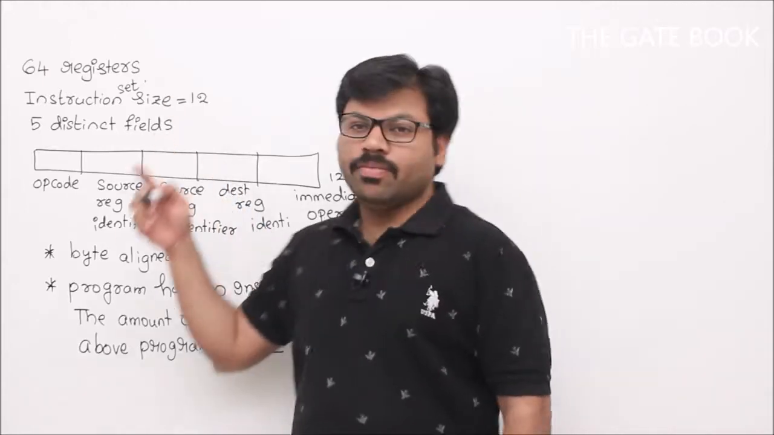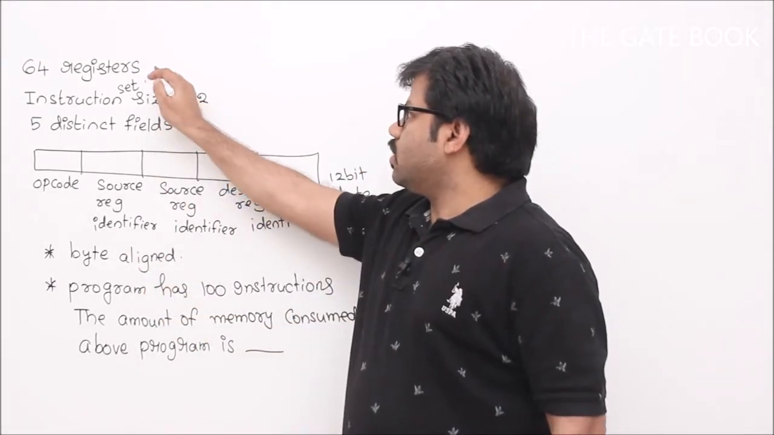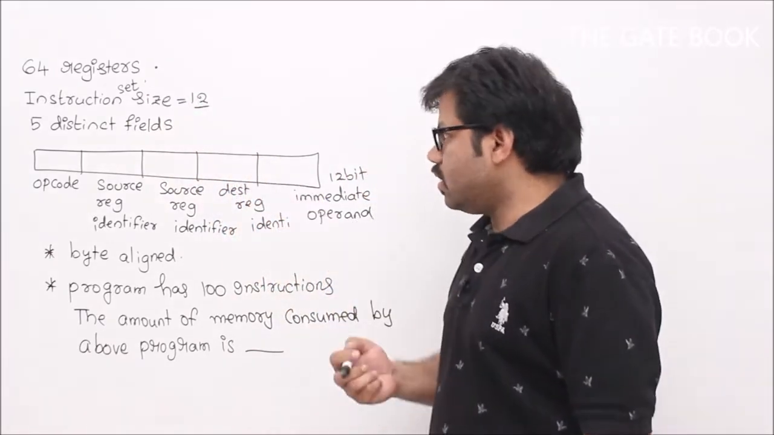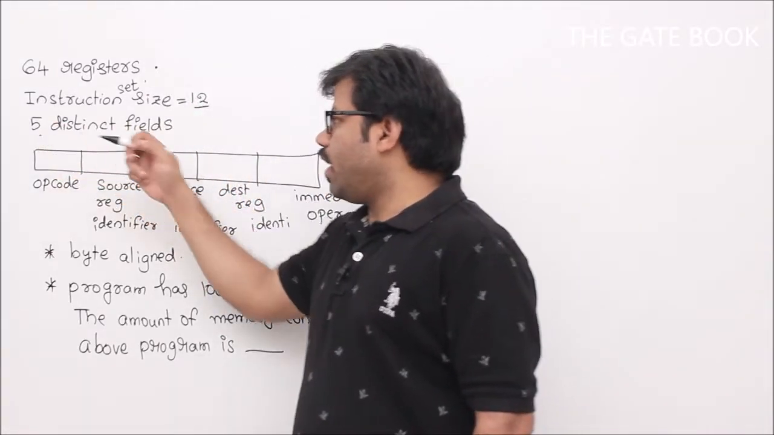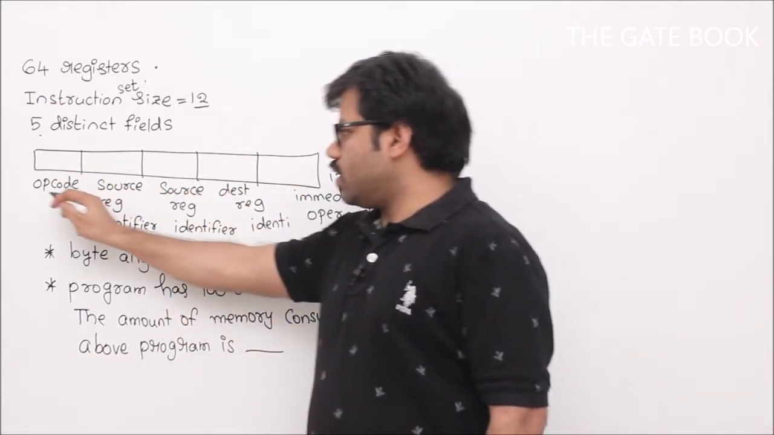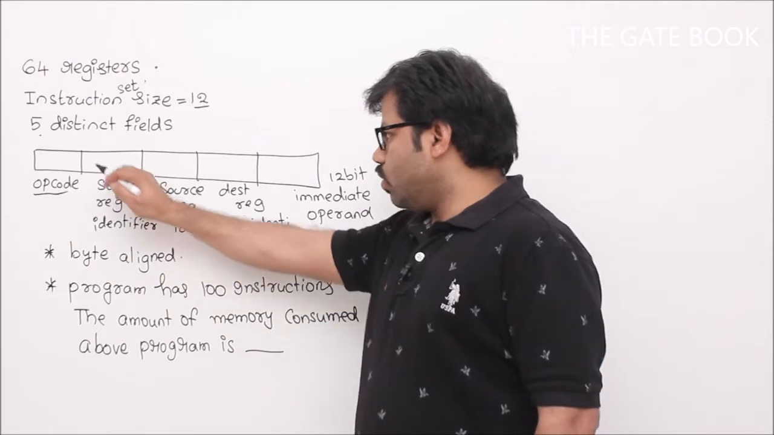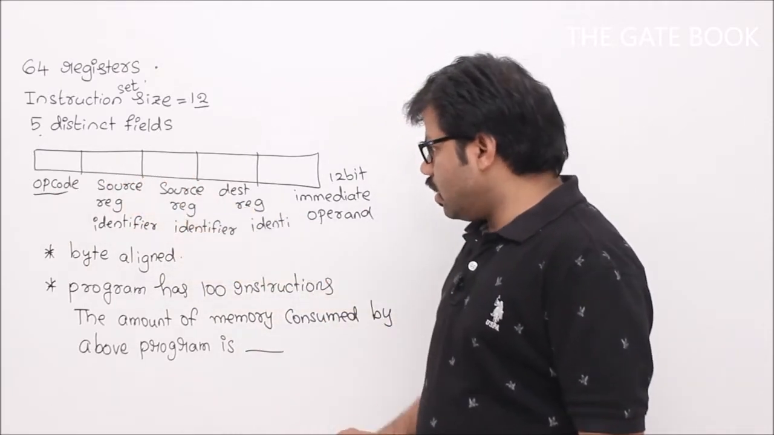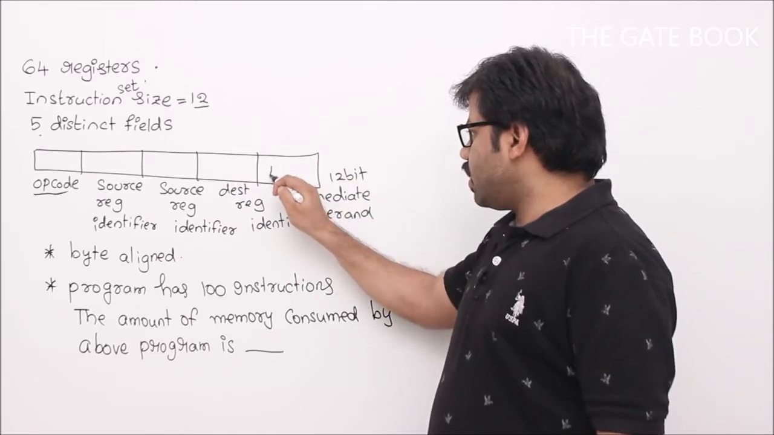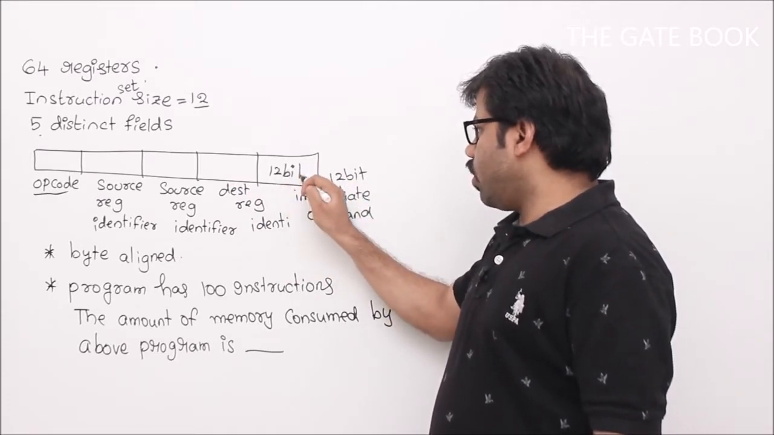Now we'll see this problem. We have 64 registers and the instruction set size is 12. That means there are 12 instructions and each instruction has 5 distinct fields: 1, 2, 3, 4, 5. The first one is the opcode, the second is a source register, the third is a source register, then the destination register, followed by a 12-bit immediate operand. That means I can fill this area with 12 bits.